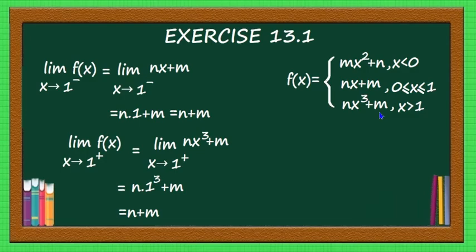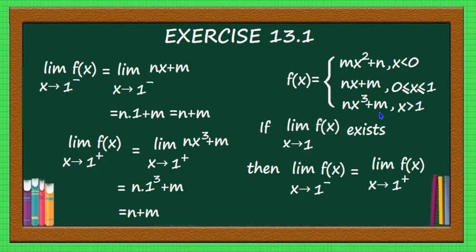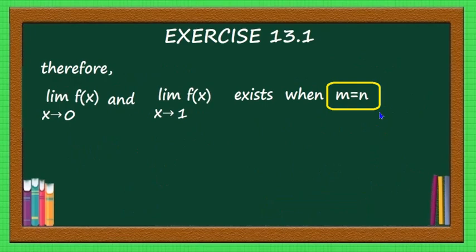Now it is given that limit as x tends to 1 of f of x exists. Therefore, limit as x tends to 1 minus of f of x is equal to limit as x tends to 1 plus of f of x. And that is n plus m is equal to n plus m. Anyhow, they are equal. Therefore, this condition is useless. And we will use only one condition and conclude like this. That is, limit as x tends to 0 of f of x and limit as x tends to 1 of f of x exist when m is equal to n, where m and n are integers because it is given in the problem.